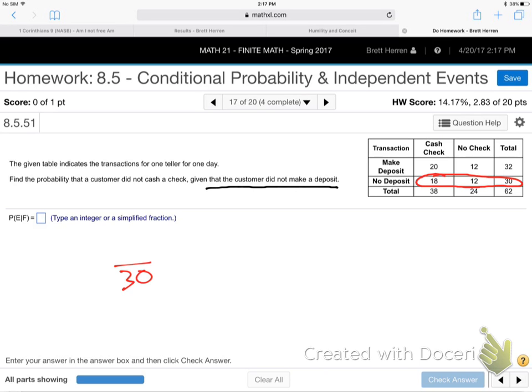And then what are we talking about? Did not cash a check. No check would be the 12. 12 out of 30? Then reduce it. Is that good? Getting easy. Divided by 6, it'd be 2/5 on that one. All right, getting the hang of this conditions and given.